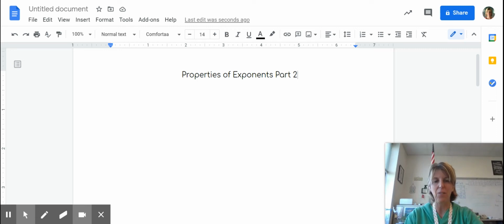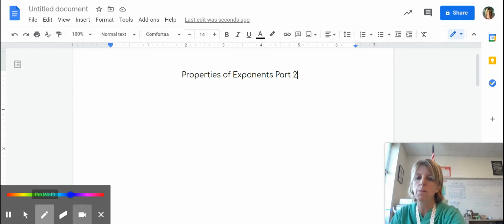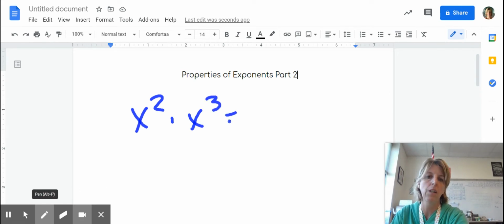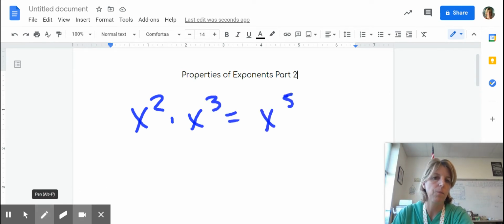Hey guys, all right, we are working on properties of exponents. Now the last video, we talked about some basic properties of exponents. We talked about if you multiply, you add. If you divide, you subtract, right? So we talked about if you're multiplying x cubed times x to the third, then you get x to the fifth.